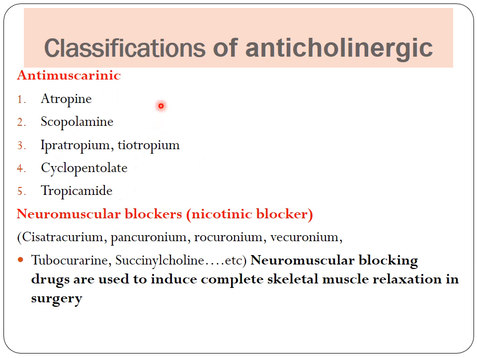In the muscarinic blockers, we have atropine, scopolamine, ipratropium, tiotropium, cyclopentolate, tropicamide. In the nicotinic blockers, especially at the nicotinic receptor at the neuromuscular junction, for example, we have the curare-like drugs. These are mainly used as a muscle relaxant during operation. It will induce complete muscle relaxation during surgery. How? By producing paralysis of the skeletal muscle.